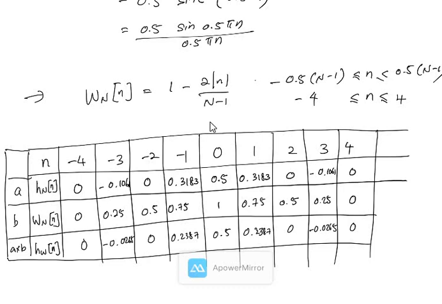If you notice here, where N equal to 9, that is an odd number, it has the origin. So this is the origin. And the values here are symmetric about the origin, which means that the right hand side values are the same as the left hand side values. That's why it is called symmetric truncation.